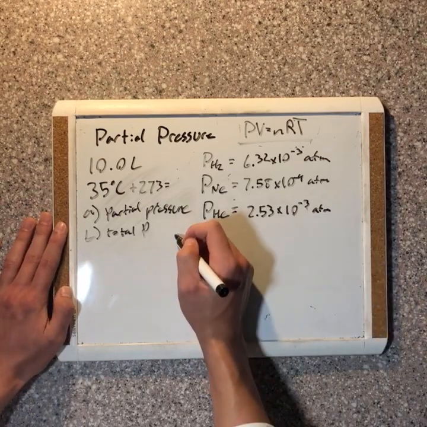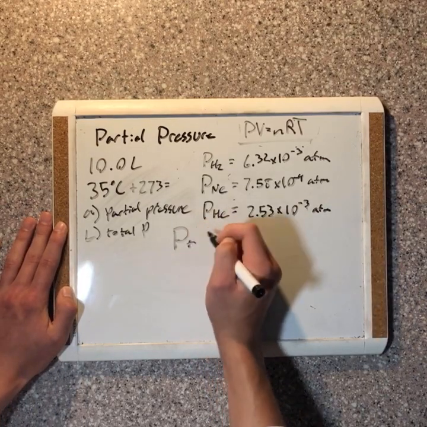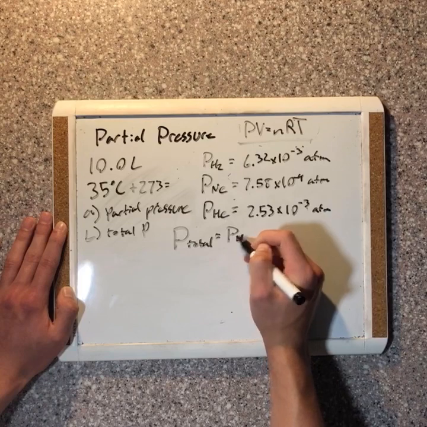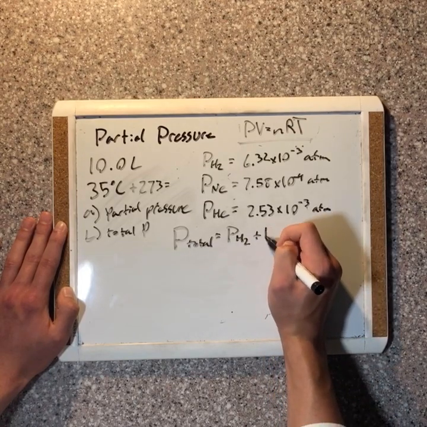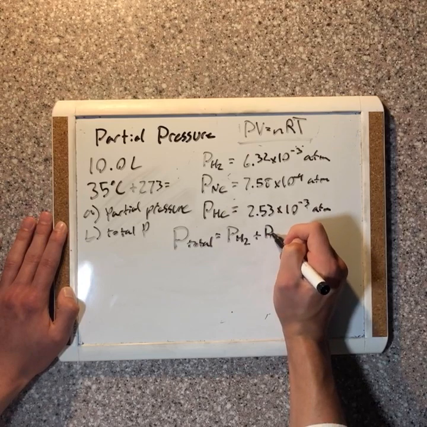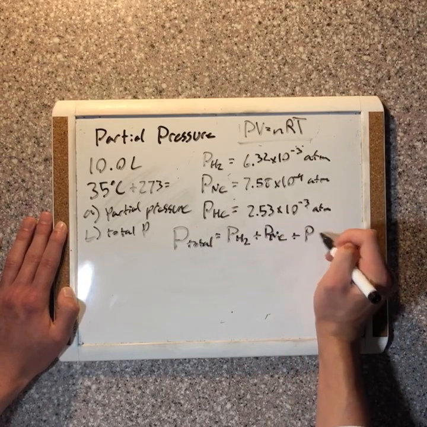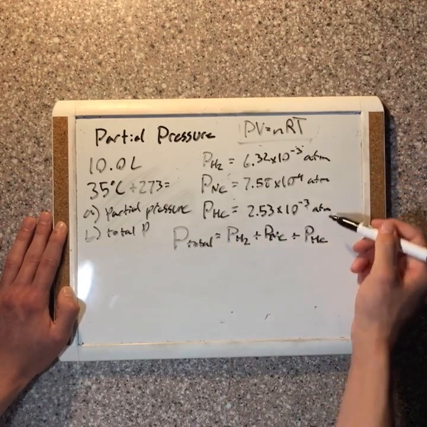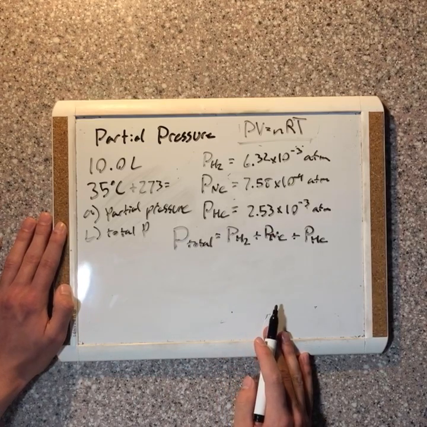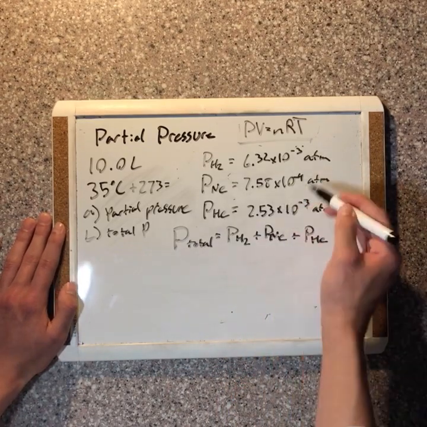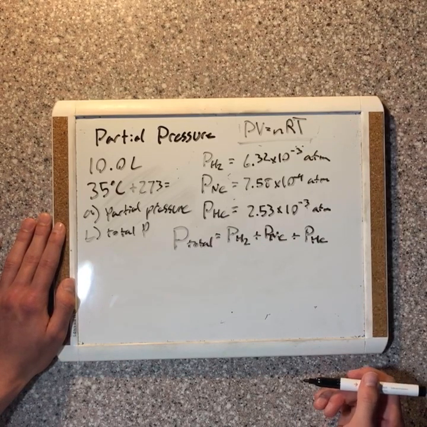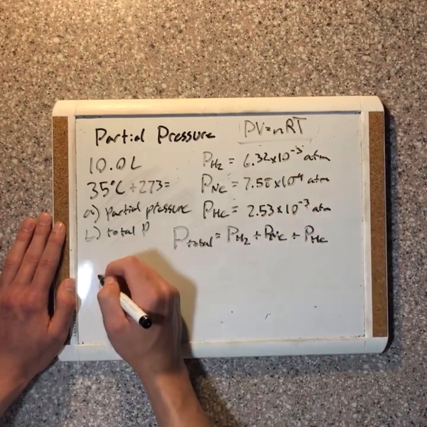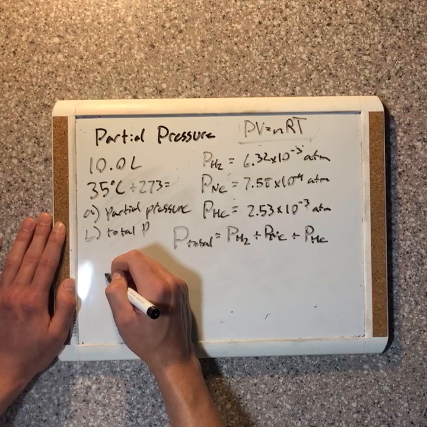Well, all that's going to be, pressure total is going to be equal to the partial pressure of hydrogen plus the partial pressure of neon plus the partial pressure of helium. All right. So if we were to add these three numbers together, we would get the total pressure of the gas. Now, just to avoid confusion with the scientific notation, the book removes the scientific notation and does it in regular decimals. So if you want to do that, that is fine.